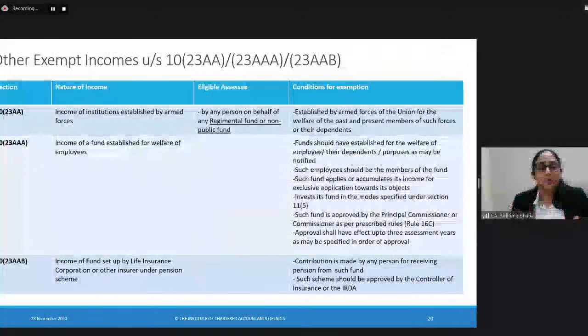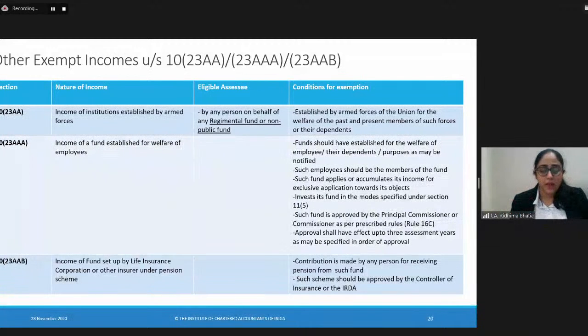Again, to get your income exempt under section 10 clause 23AAA, you have to have the approval of the principal commissioner showing that this fund is set up for the welfare of so-and-so employees. These are the trustees, these are the objects. As a fund you are getting, it should be taxable as a trust or something.